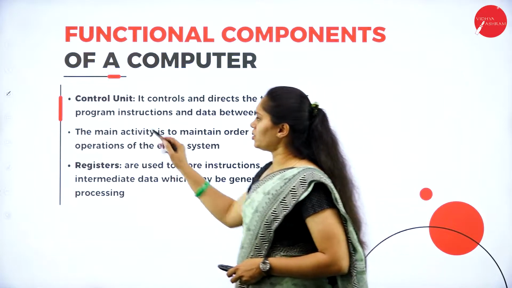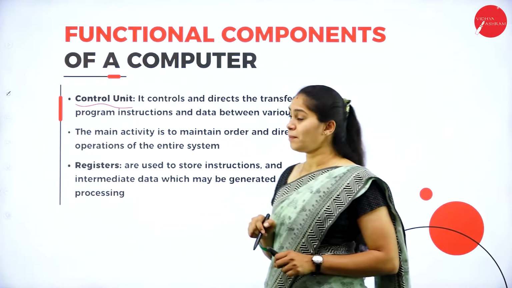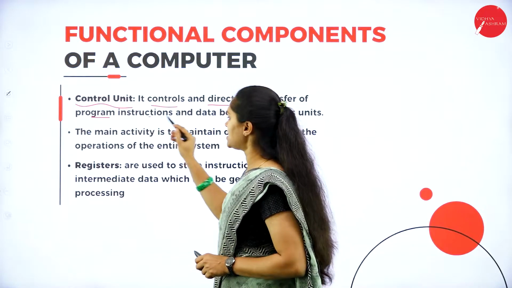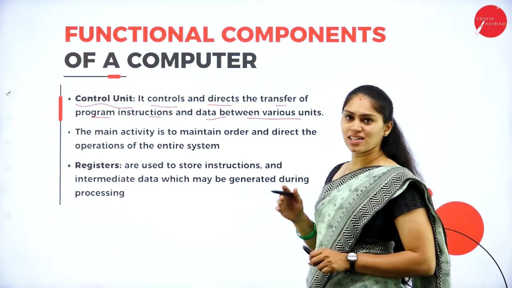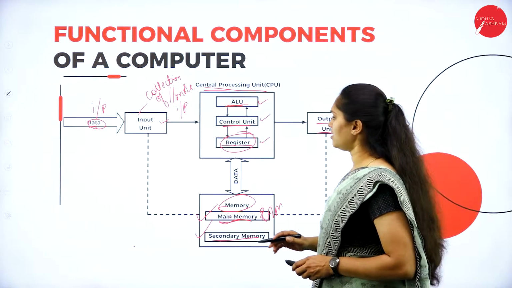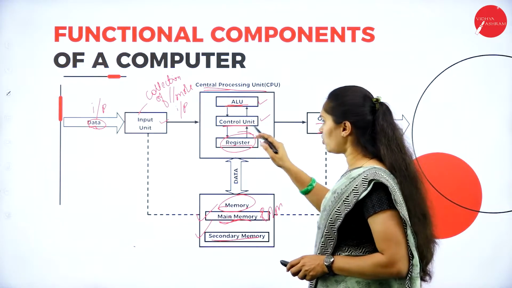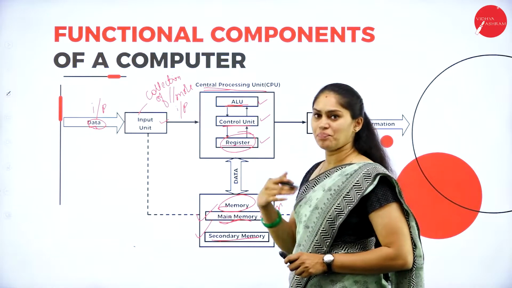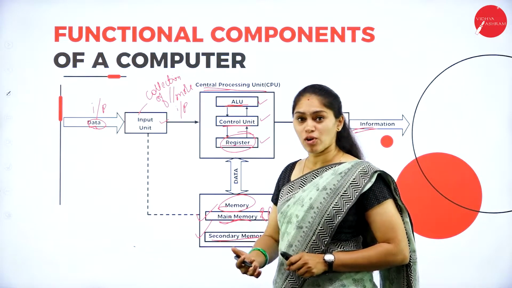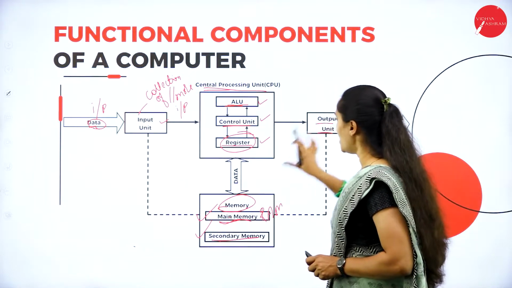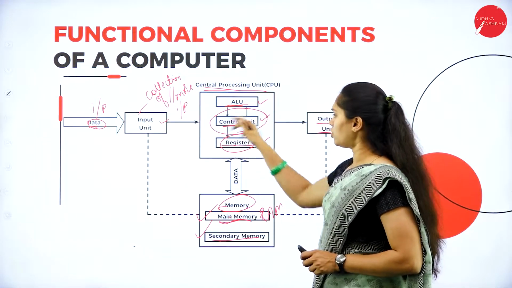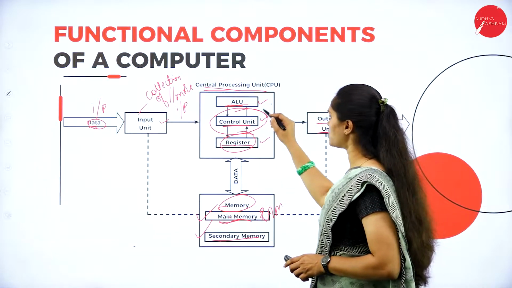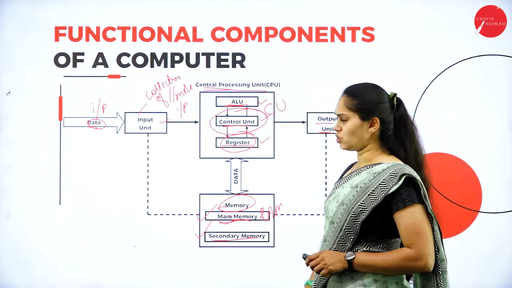So what is the work of the control unit? Mainly, it controls and directs the transfer of program instructions and data between the various units. Here you can see these dotted lines. The control unit controls and coordinates all the exchange of data, the flow of data from one device to another. In short, we call it the CU, that is, the control unit.